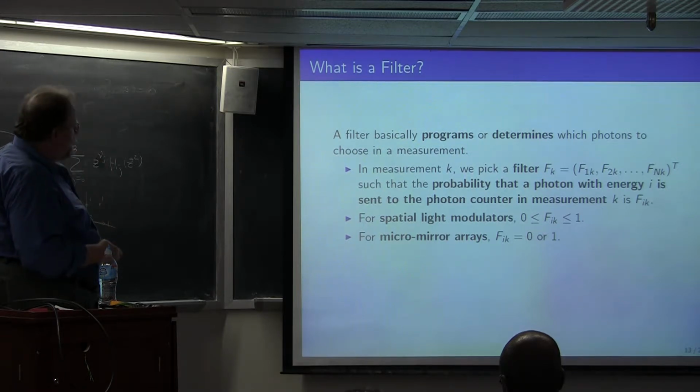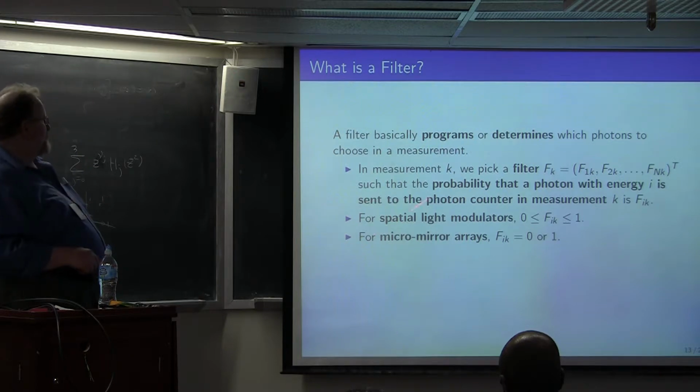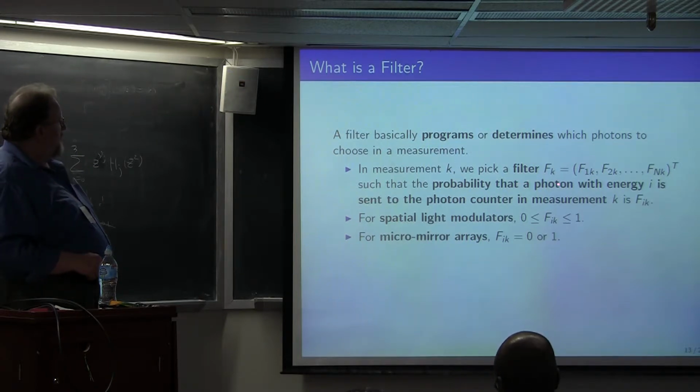So this filter is this pattern of which mirrors are on and which ones are off. It programs or determines which photons to send to a measurement. So in measurement k, we have a filter, F_k, and the probability of a photon in energy bin 1 being sent along is F_1k, and energy bin 2 is F_2k, and so on, up to F_ik.